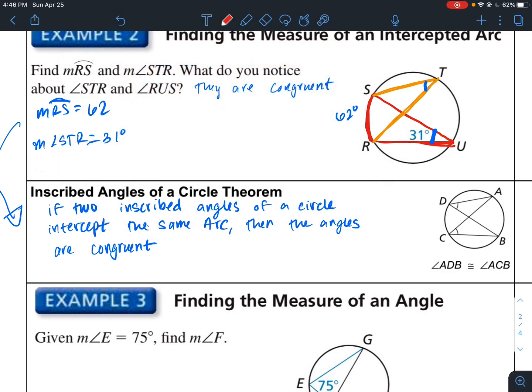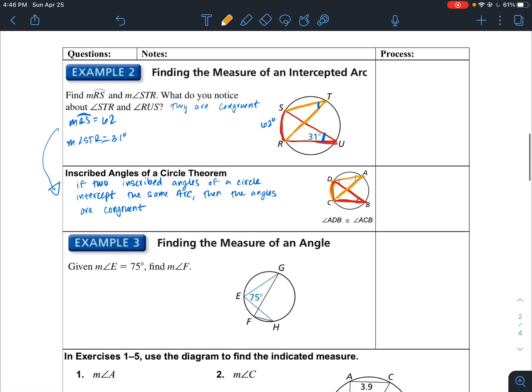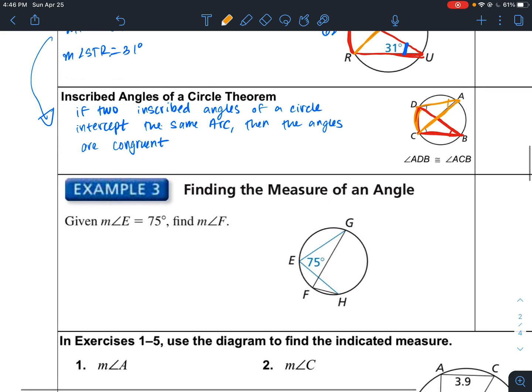So you see here we have DAC. This angle right here, this inscribed angle, has this arc CD, but you can also see that the inscribed angle DAC shares that same intercepted arc. So that means angle ADB has to be congruent to angle ACD. Okay, so let's see how we can use that in this example right here.